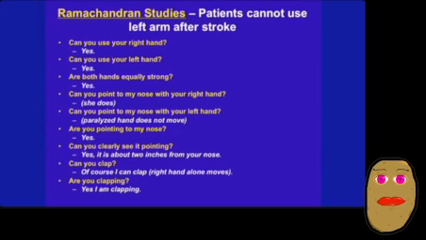Can you use your right hand? Yes. (The patient's hand is fine.) Can you use your left hand? Yes. (The patient can't use her left hand.) Are your hands equally strong? Yes. Can you point to my nose with your right hand? (She does. Her right hand is fine.) Can you point to my nose with your left hand? (The paralyzed left hand does not move at all.) Are you pointing to my nose? Yes. Can you clearly see it pointing? Yes, it's about 2 inches from your nose. Can you clap? Of course I can clap. Are you clapping? Yes, I'm clapping.